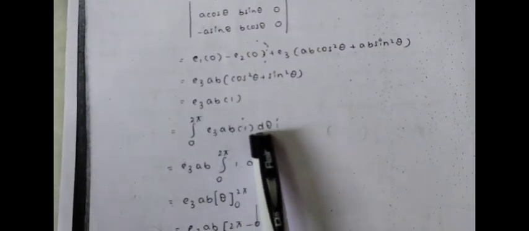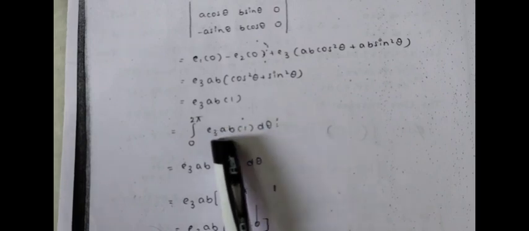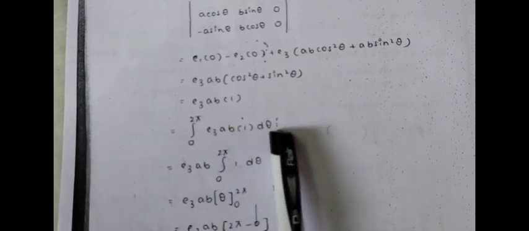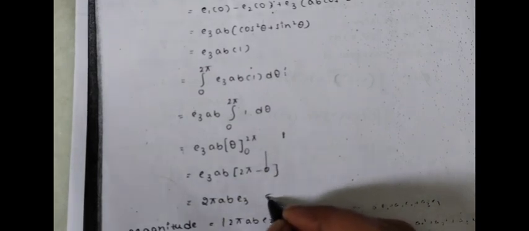So now take the integration of r cross dr. So what is r cross dr here? e3 ab 1 into d theta. These are constants, so take them outside, and the integration of 1 into d theta is nothing but theta. Theta lies between the limits 0 to 2 pi, so upper limit minus lower limit. So you get the answer as 2 pi ab e3. This is the required line integral.